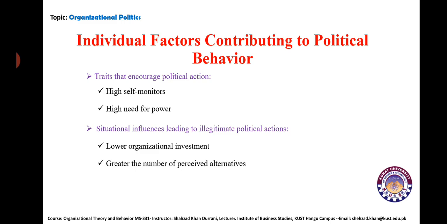Then we have the greater number of perceived alternatives, right? If there are more alternatives available to them, there can be fewer chances of illegitimate political behavior, right? And then we have the greater expectation of success. If people are expecting success, right, then according to the research, it can reduce the illegitimate political actions. But if people are unsure about their success in the organization, then they can take some illegal ways, and they can actually take steps that are called illegitimate political actions.